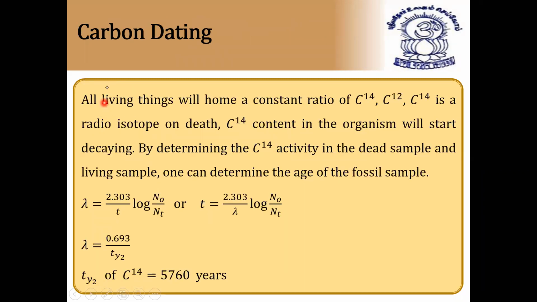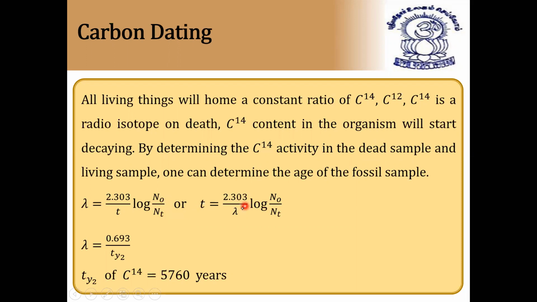Now carbon dating. All living things maintain a constant ratio of C14 to C12. C14 is a radioisotope, and after death the C14 content in the organism will start decreasing. That's why carbon 14 is used for dating of rocks and even fossil fuels. By determining the carbon 14 activity in the dead sample and living sample, one can determine the age of fossil fuel samples.